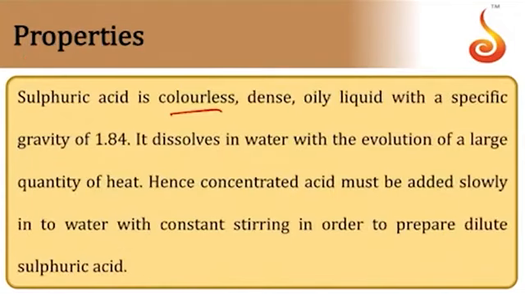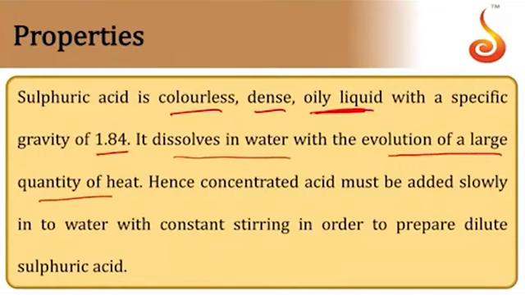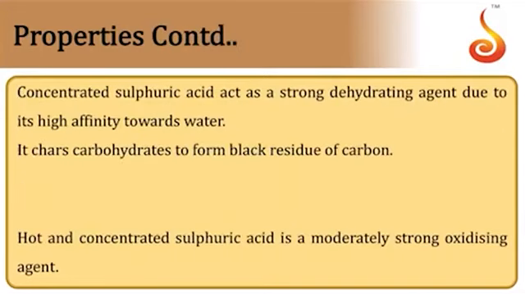Then the properties. It is a colorless, dense, oily liquid with strong hydrogen bonding and a specific density of 1.84. It dissolves in water with evolution of a large amount of heat, so the dissolution is highly exothermic. Hence, the concentrated acid must be added slowly to water to prepare the dilute acid. We cannot add water to the acid; we need to add acid to water very slowly to prepare dilute sulfuric acid.